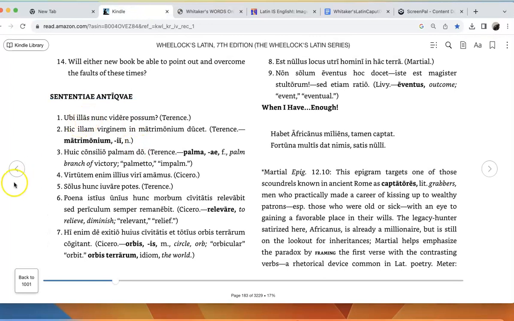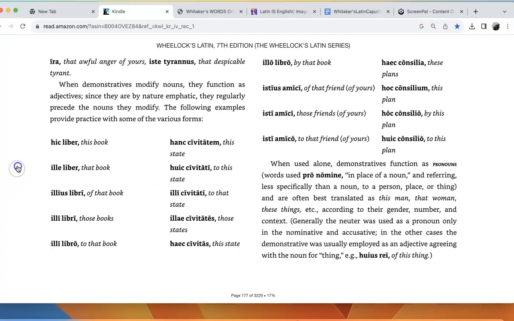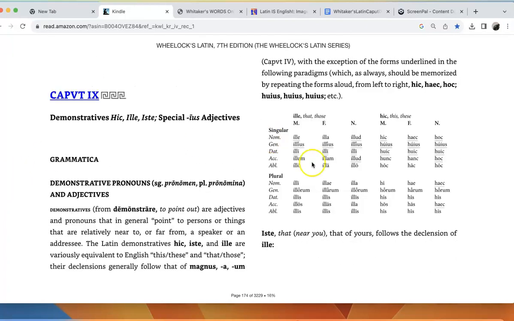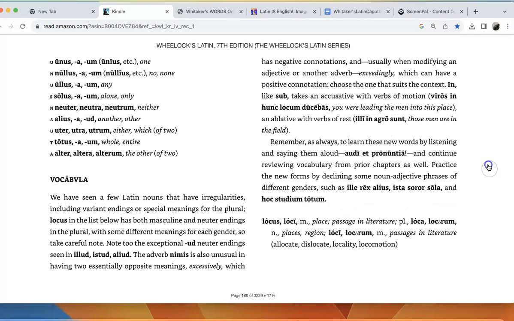Now here we have illos, and so if we go back to our grammar topic here, you can see that illos is an ille word, that or those, but then it's in the plural, and it's accusative plural. So there's our illos. So we know it's going to be used as a direct object, probably those, since it's in the plural form. So let's keep that in mind, and go back to our example here.